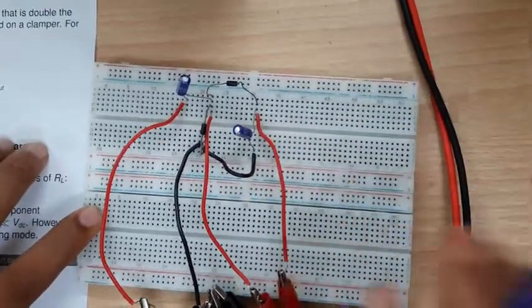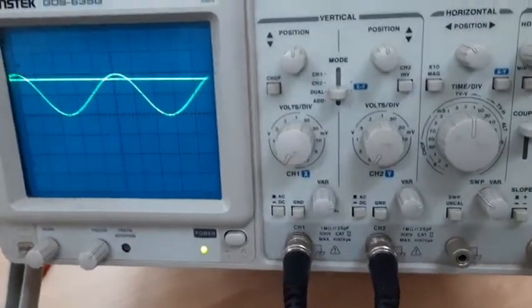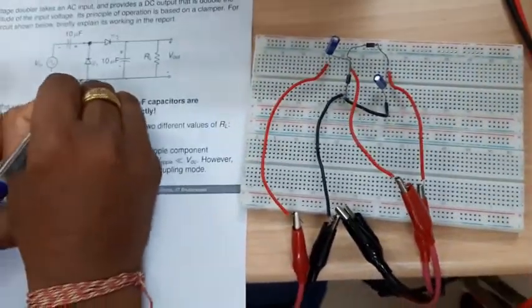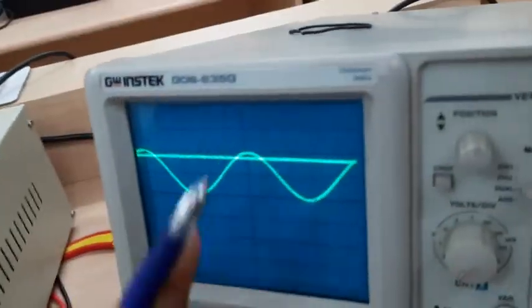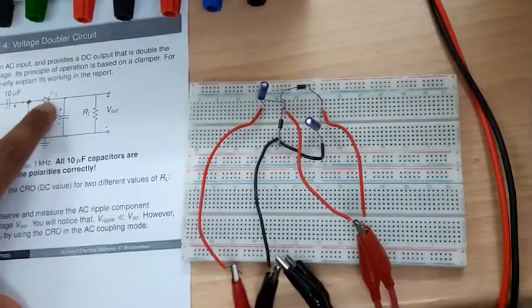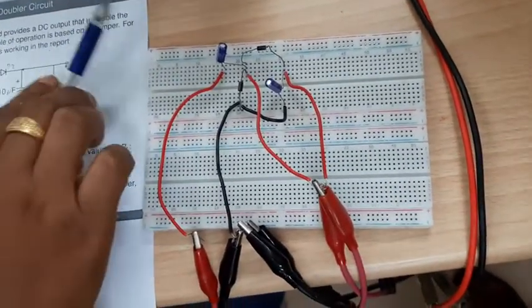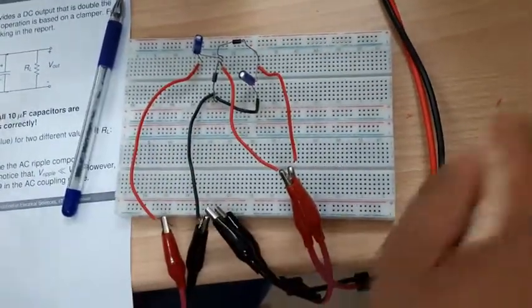Okay, now this is my CRO, in which channel 1 I am connecting to measure the input signal. Here this is my channel 1, I am connecting at diode 1, this point, diode 1 with respect to ground. This is my channel 1 connection to see the input, and this is my output, channel 2, I am using to see the output at D2 voltage.